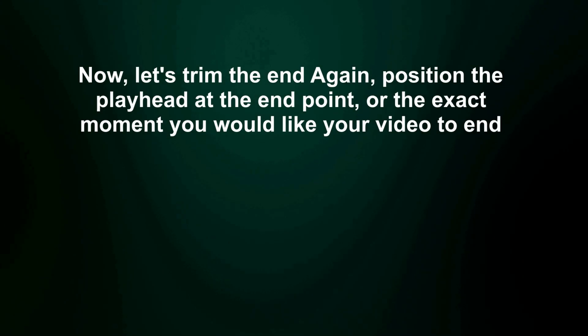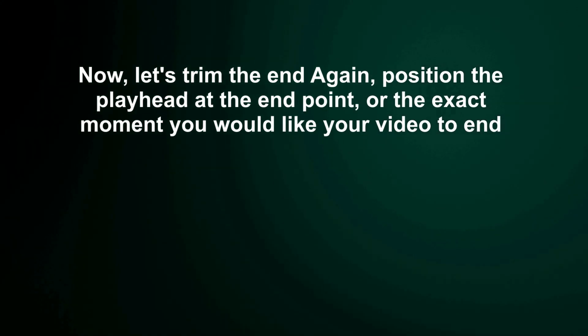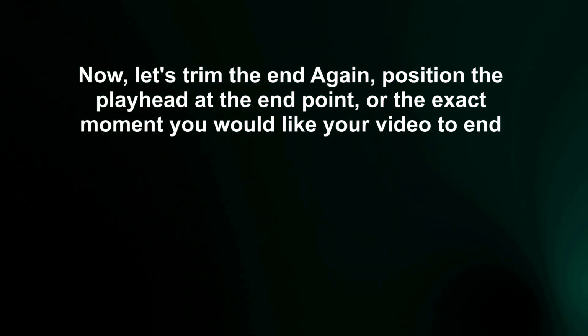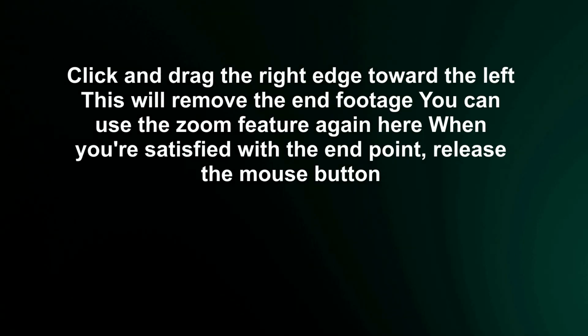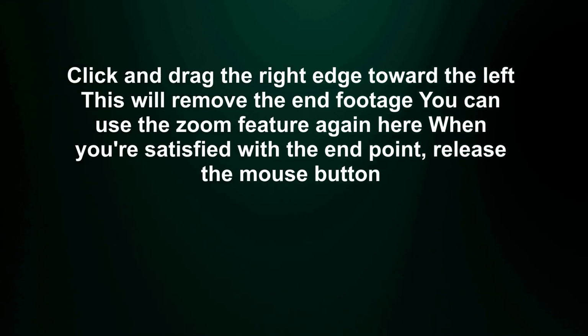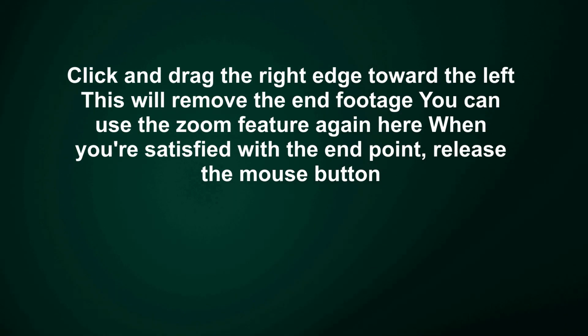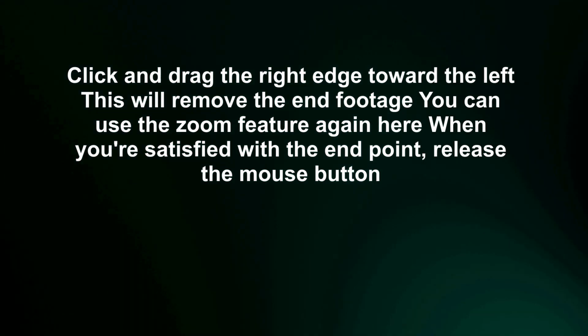Now, let's trim the end again. Position the playhead at the end point, or the exact moment you would like your video to end. Just like before, hover over the right edge of the video clip. The cursor will change again to that double-sided arrow. Click and drag the right edge toward the left. This will remove the end footage. You can use the zoom feature again here when you're satisfied with the end point.